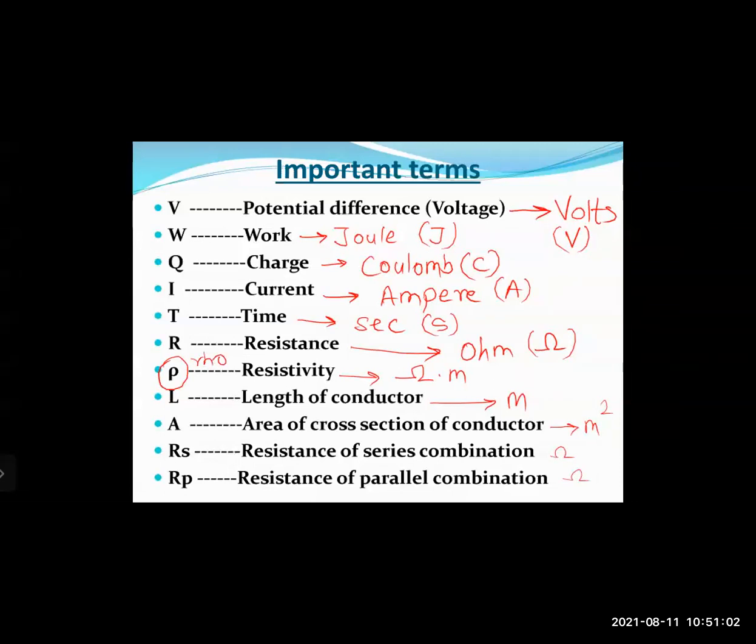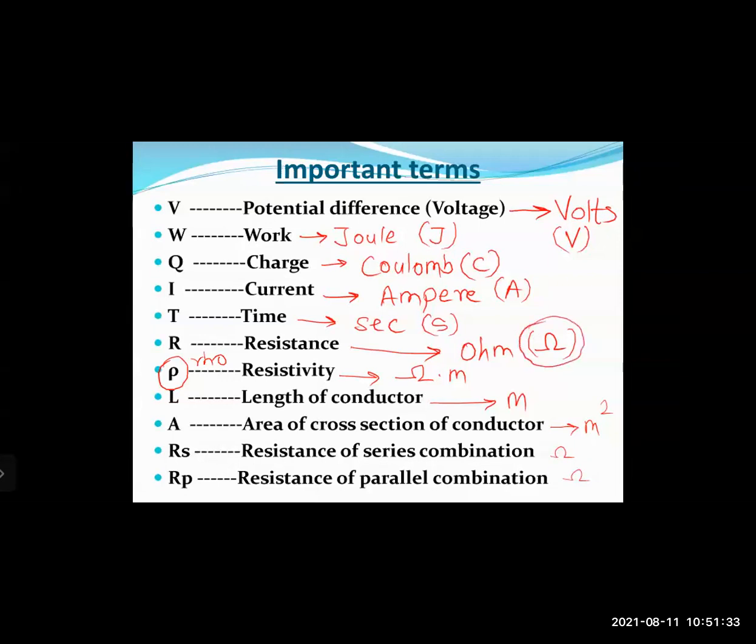Okay, students. So let us again discuss: the unit for potential difference is volts, written by small v. Then the unit for work is joule, capital J. Then we have the unit for charge given by coulomb. Then the unit for current is amperes, capital A. Then the unit for time, you know, second, right? The unit for resistance is ohm, given by that Roman symbol. The symbol is omega.